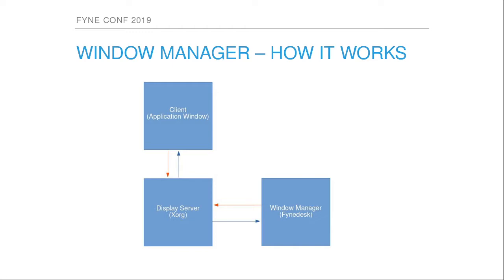The display server will then send that information through to the window manager, to FyneDesk. FyneDesk and the window manager, we'll get to it on the next slide, will do everything it needs to do to set up the window and to be handled. Any changes that Fyne wishes to make to the client, the window manager will send a message back to the display server, which then relays that back to the client application window, back to Chrome. So that's the two-way communication and how that works, and really what's going on in the WM package.